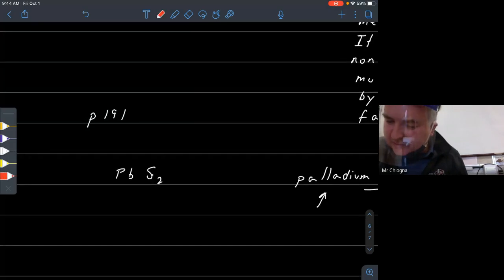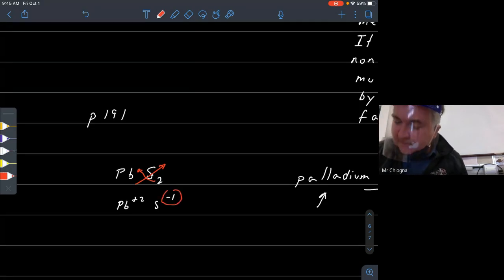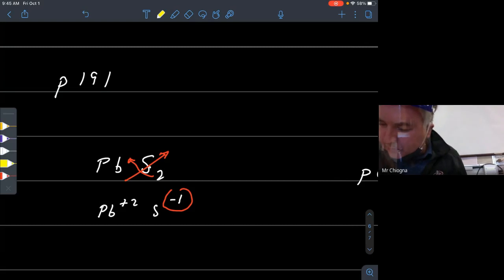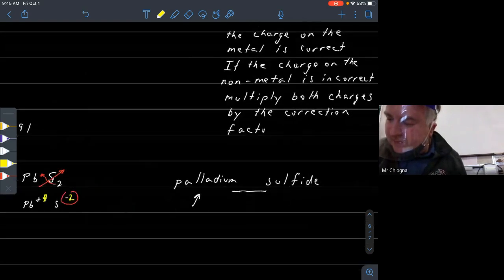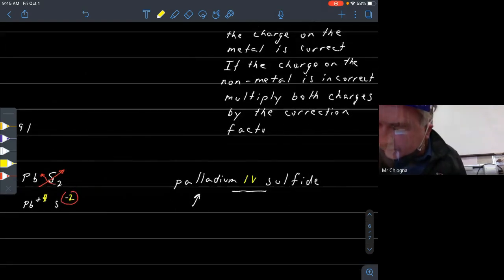I reverse the crisscross. Put the 1 there. Put the 2 there. So I get Pd +2 and S -1. This is not the correct charge for sulfur. I have to multiply it by 2 to get the correct charge of -2. Whatever I multiply the right charge by, I multiply the left charge by. So this is 2 times 2 becomes 4. So the correct name is palladium 4 sulfide.